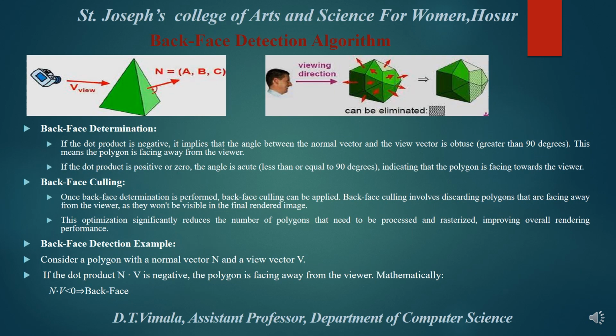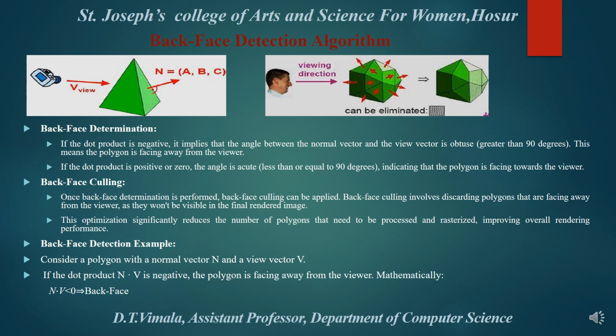This is the algorithm of back face detection, that is back face determination. If the dot product is negative, it implies that the angle between the normal vector and the view vector is obtuse, that is greater than 90 degrees. This means that the polygon is facing away from the viewer. If the dot product is positive or 0, the angle is acute, that means less than or equal to 90 degrees. That indicates the polygon is facing towards the viewer.